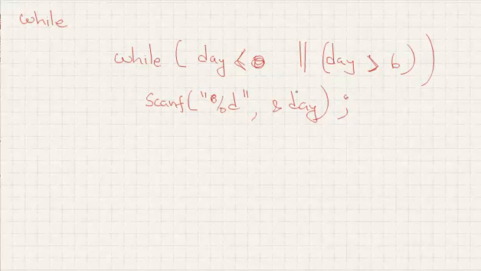alright, it's always better to put the parenthesis. If any of this is true, if it's greater than 6 or less than 0, we'll ask him to enter a value. So as long as this condition is true, we'll execute this statement. That is what the while statement is.